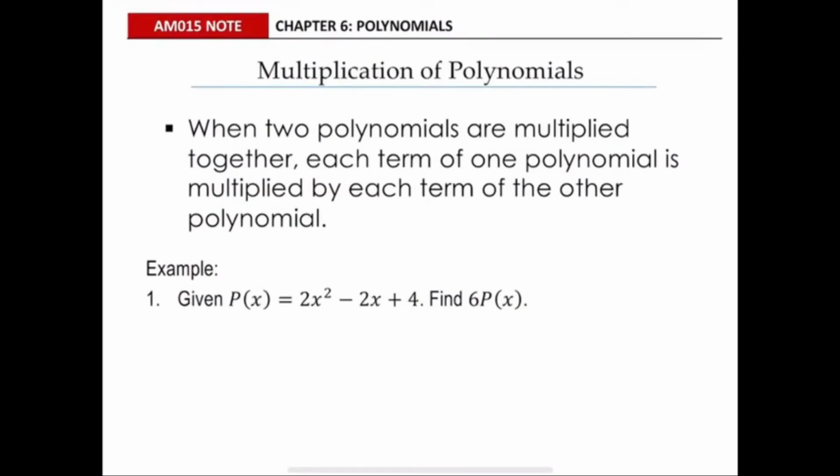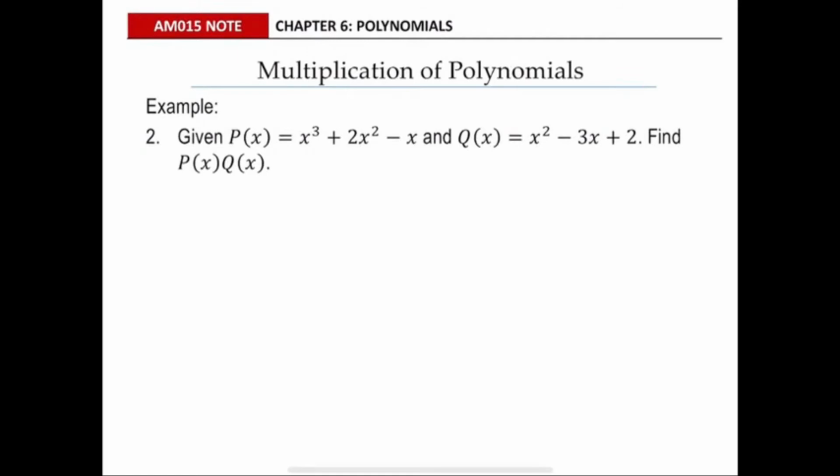When two polynomials are multiplied together, each term of one polynomial is multiplied by each term of the other polynomial. In this example, we want to multiply a constant 6 with a polynomial p of x. Just multiply 6 with every term in p of x, then we get the answer.